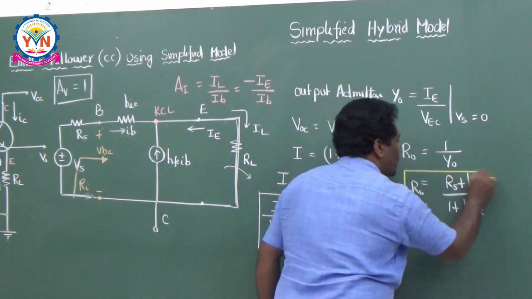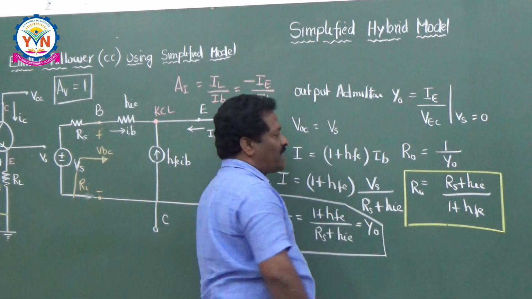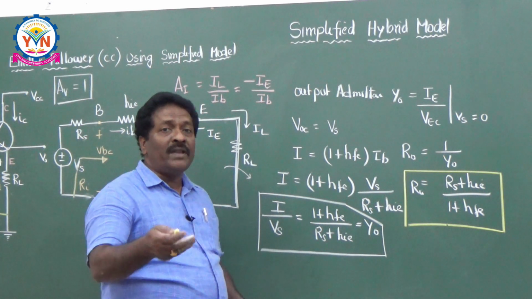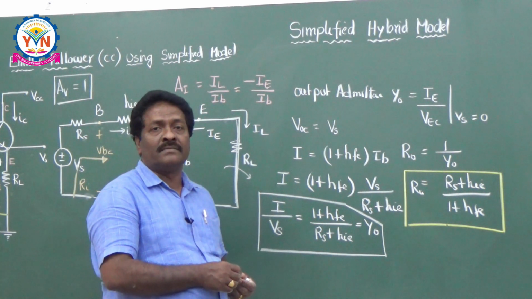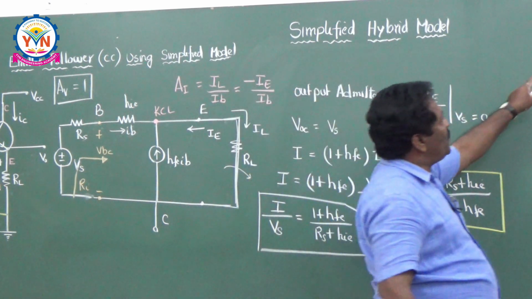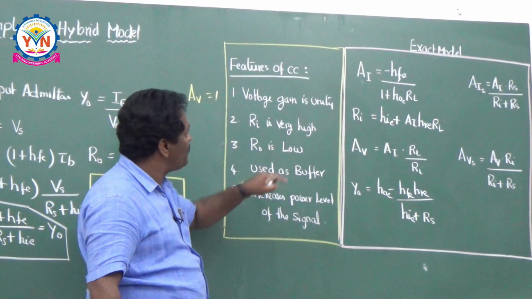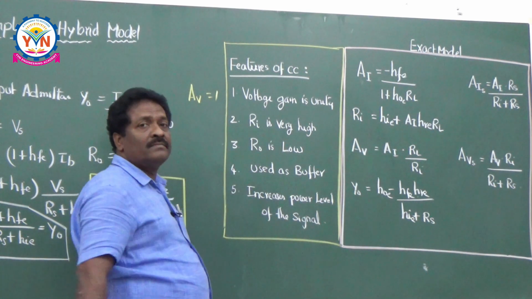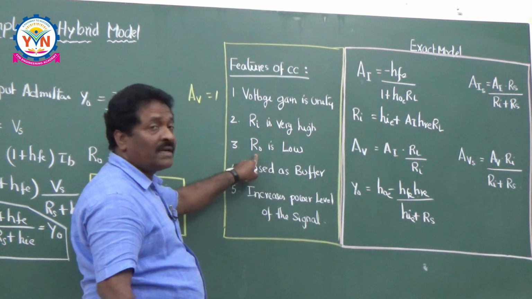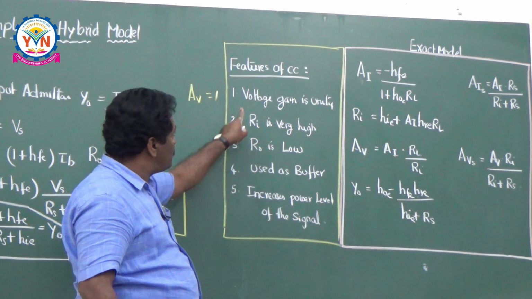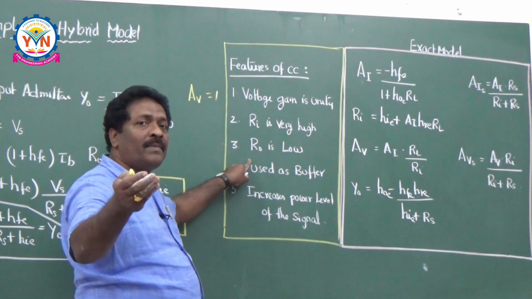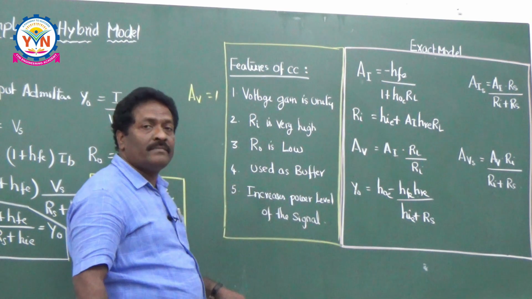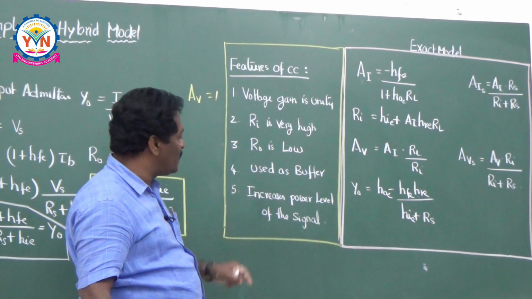common collector configuration. The common collector configuration is also called an emitter follower. There are many applications of this configuration. Why? Because if you see the features of the CC, RI is very high, voltage gain is unity, but current gain is more, and R naught is very low. That is the reason if you use this CC as the last stage of the amplifier, it is very easy to match the loudspeakers. You can use it as a buffer, as a latch.